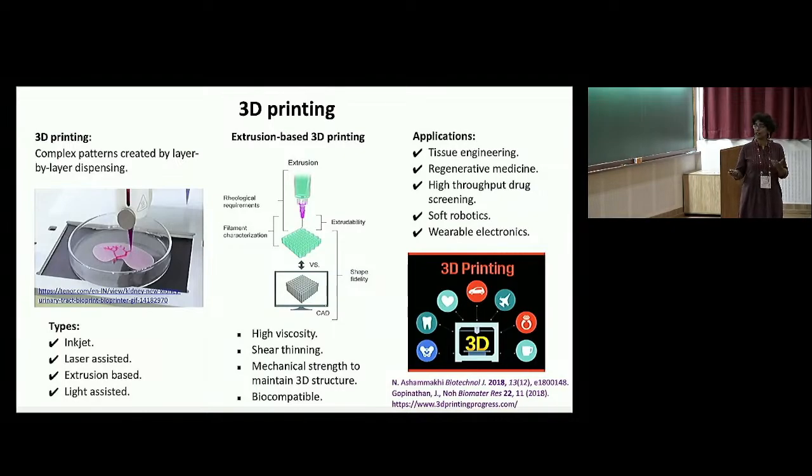You want a high viscosity. You don't want the material to keep flowing down. Shear thinning, that as you apply the shear in this extruder, the material should flow easily. So the viscosity should not be so high that it jams in the nozzle. Mechanical strength to maintain 3D structures. So once you deposit layers one on top of other, they shouldn't sag, and you should be able to retain the three-dimensional structure. And of course, if you are doing some kind of biological application, these should be biocompatible.